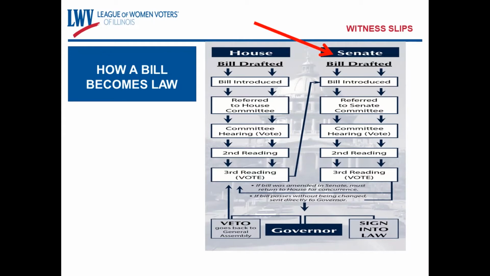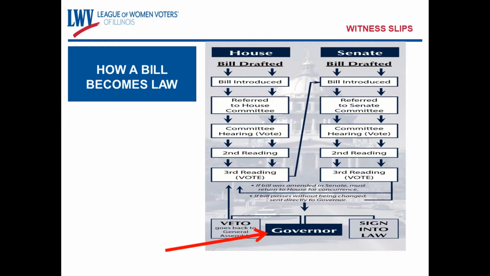In the second chamber, the bill repeats the process. If it is changed, it must go back to the originating chamber for agreement. If agreement is denied, it may be referred to a conference committee to resolve the differences, then go back again to each chamber. A bill must pass both chambers in identical form before it can be sent to the governor.